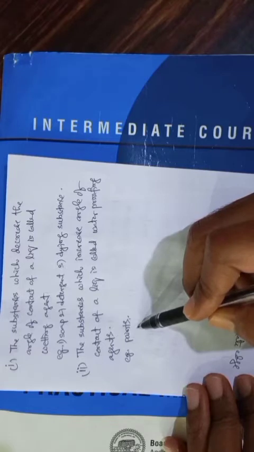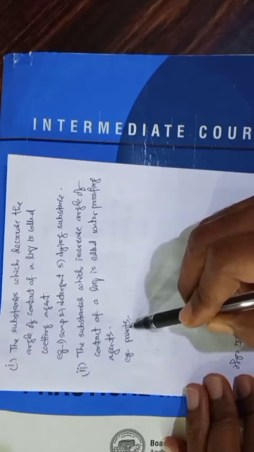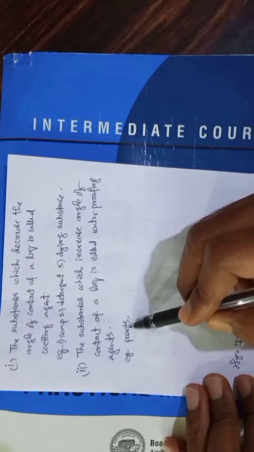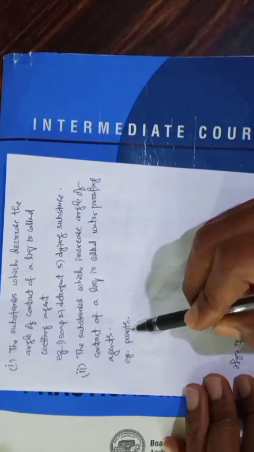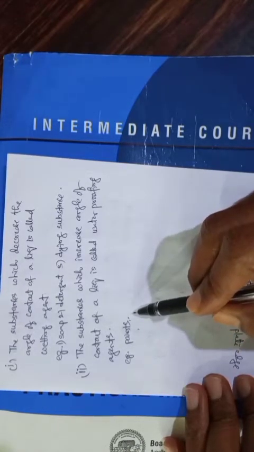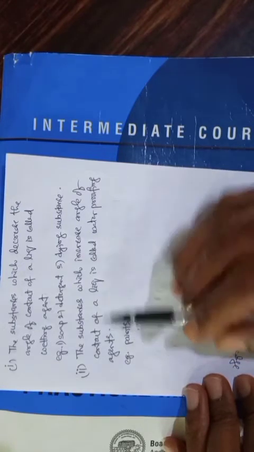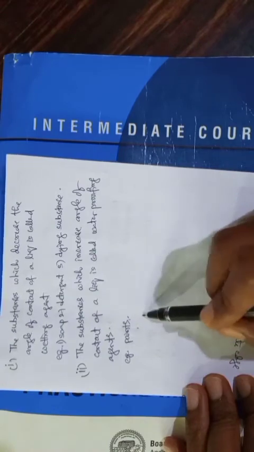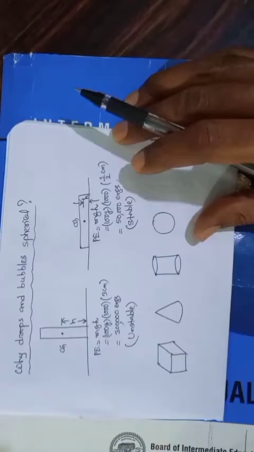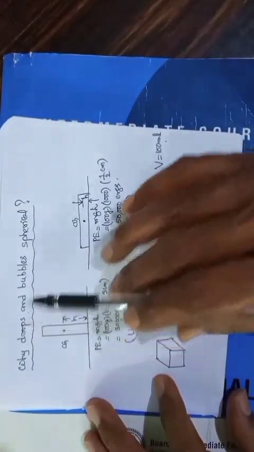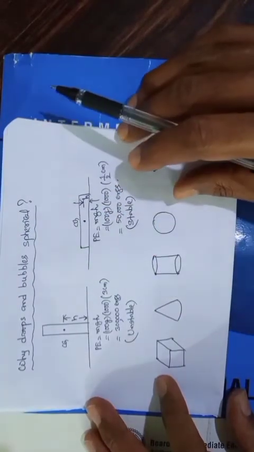Similar is the case with umbrella and paints. Wherever your surface is coated with a paint, and when you sprinkle water over that, the water droplets just roll down because the paints increase the angle of contact. Why are drops and bubbles spherical?